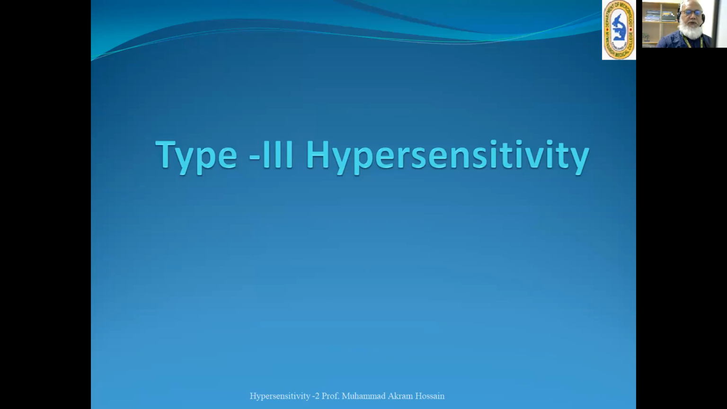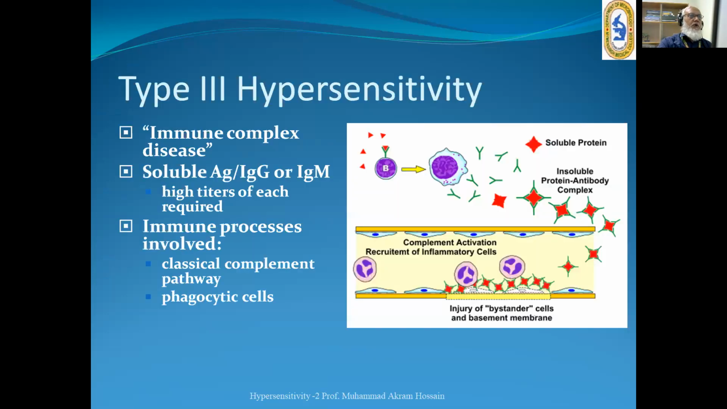Now, type 3 hypersensitivity. Type 3 hypersensitivity, also known as immune complex mediated hypersensitivity. Here also immunoglobulin G, IgM, and complements are involved. So in both type 2 and type 3, immunoglobulin G, M, and complements are involved. And the processes involved are two: classical complement pathway and phagocytic cell activity.